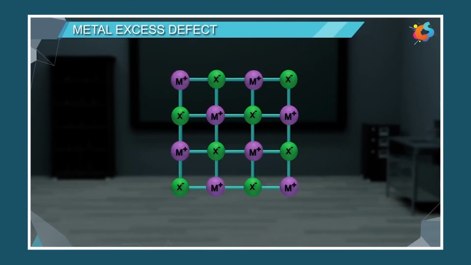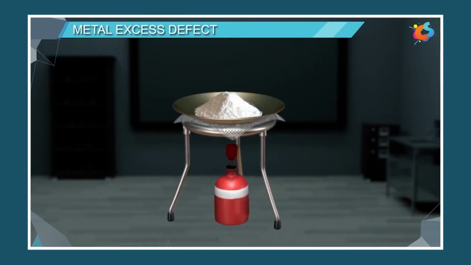Sometimes an extra cation may be trapped in an interstitial site of the crystal. Here, the electrical neutrality is maintained by the presence of a sufficient number of electrons in other interstitial sites. Such a defect constitutes a metal excess defect due to extra interstitial cation. Example, when zinc oxide is heated, it reversibly loses oxygen and turns yellow in color due to the formation of non-stoichiometric zinc oxide containing metal excess defects.